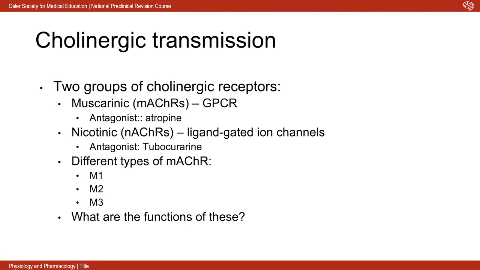There are different types of muscarinic acetylcholine receptors, and what are their different functions? So M1 is present in the stomach and salivary glands and essentially stimulates increased secretions. M2 is present in the heart.